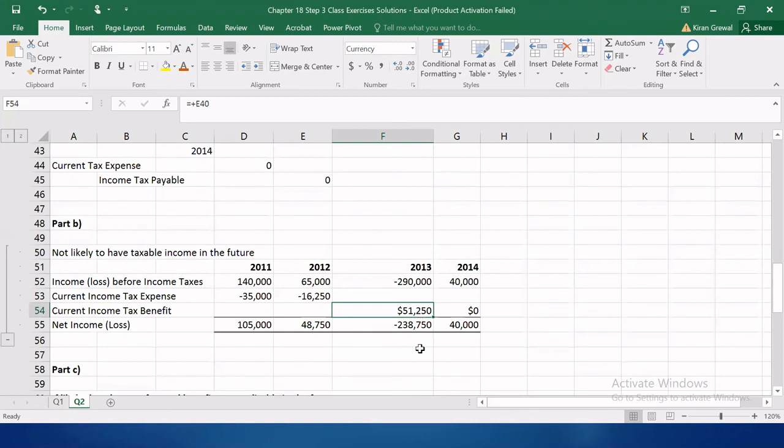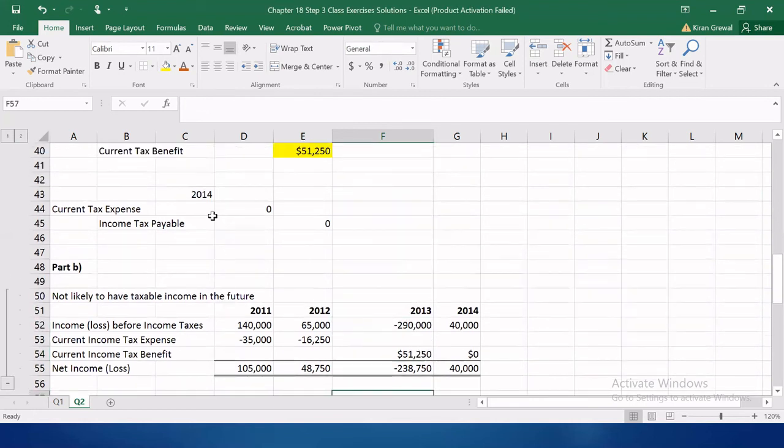That's going to bring down our loss to 238,000. I think these signs are going to confuse you because I had them the other way around in our last one. So this probably should be, well, it's up to you how you do the signs as long as you have the right net income at the end. Okay, so the $51,000 of a benefit is going to bring down our loss. And then 2014, we didn't have any journal entries. So we had income of 40,000, no taxes paid, which means our income stayed at 40,000.